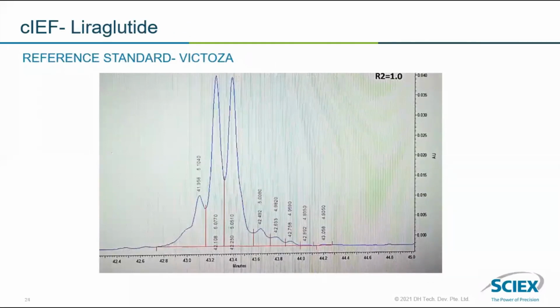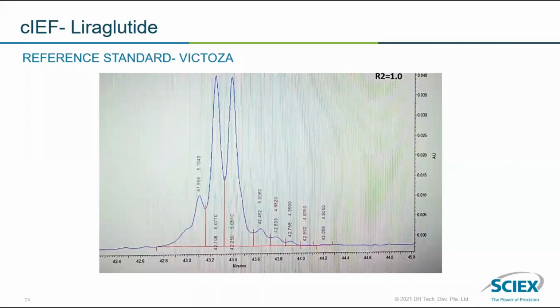So this is again a very classical example, liraglutide, and we have taken here the Victoza, which is a reference standard. What we have done here is, again, we wanted to check whether this liraglutide contains any kind of charge variants. So we ran the molecule by using capillary isoelectric focusing, using the ampholytes, and then what we found here is we were able to separate different charge variants present in the liraglutide.